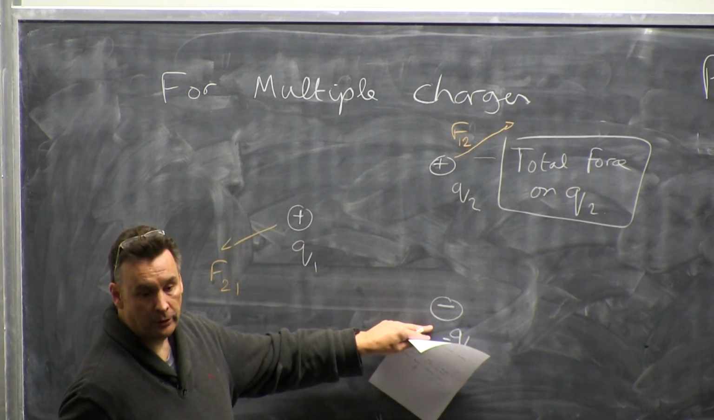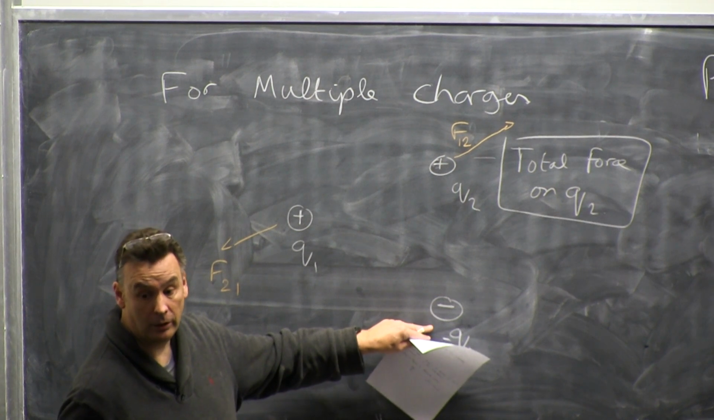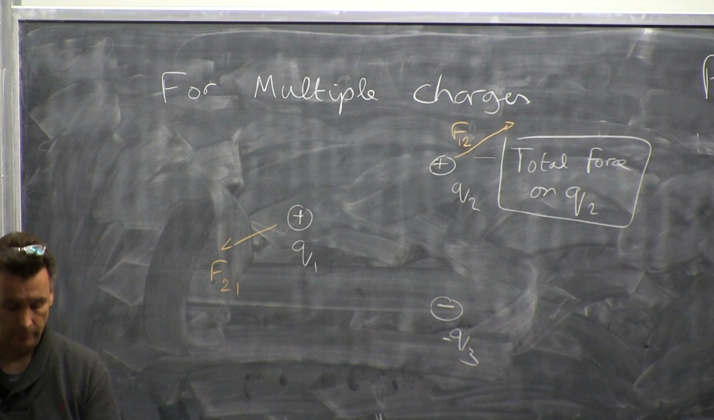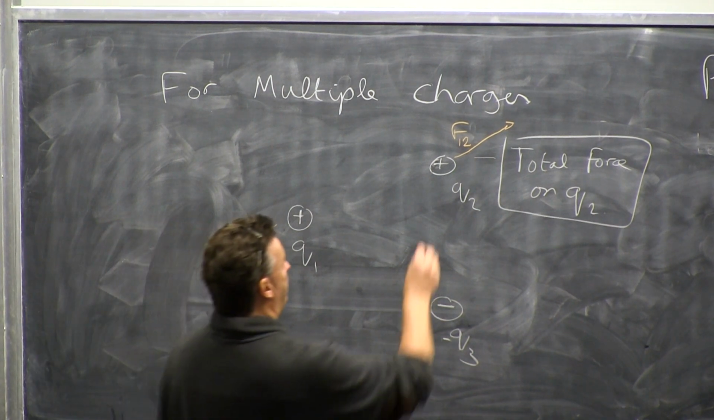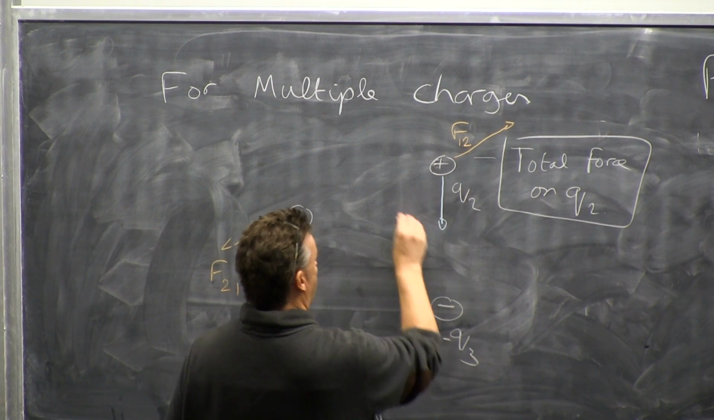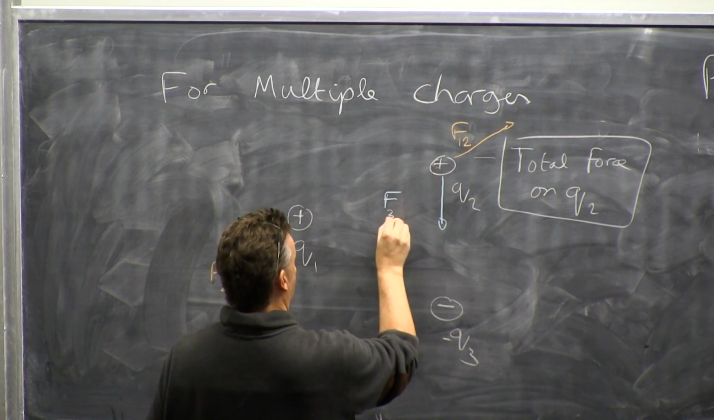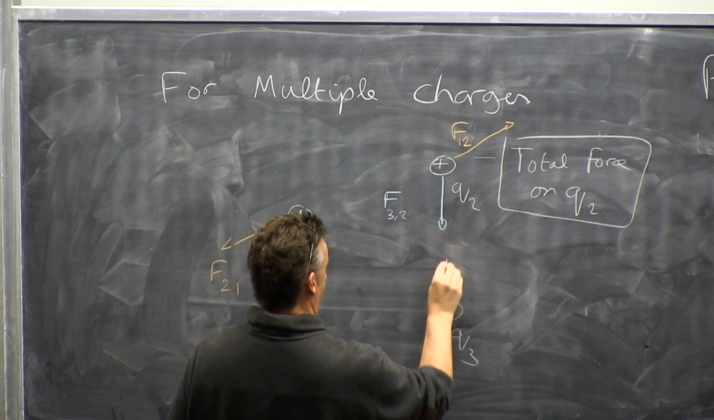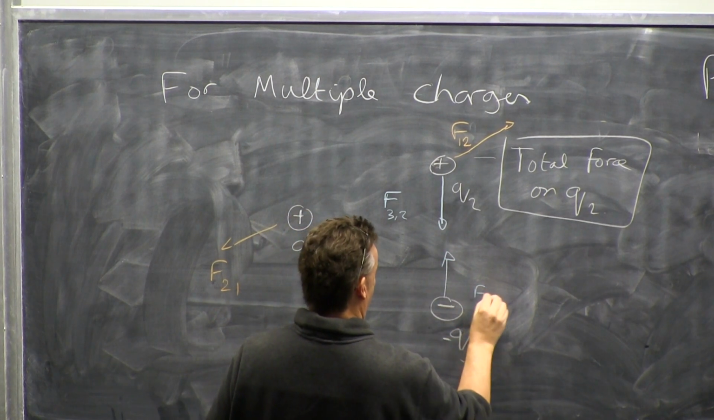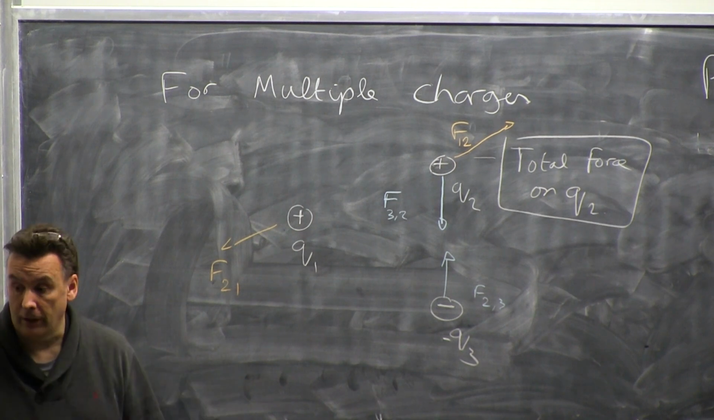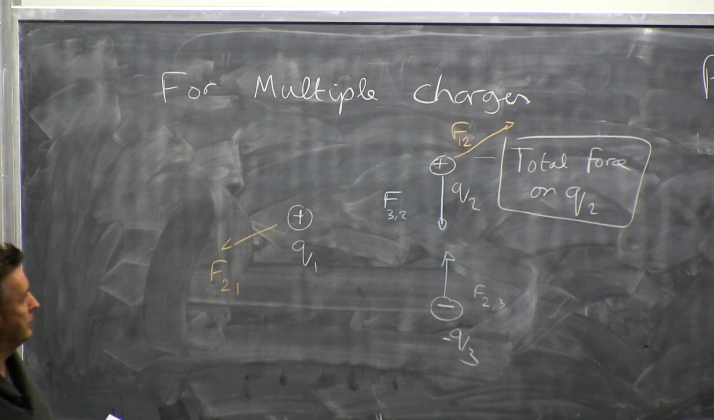There's going to be a force due to the presence of this charge. That's going to be attractive because they're the same. So there's going to be a force pointing down this way. So this is going to be F3,2. And there's going to be one up here, F due to 2 on 3.